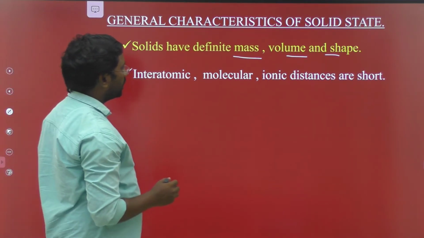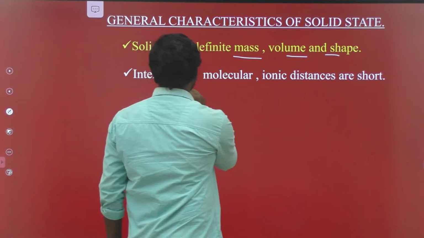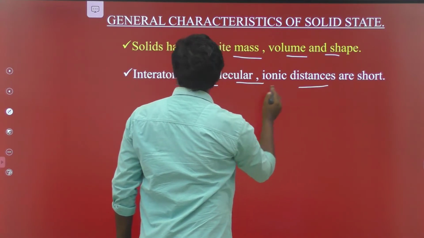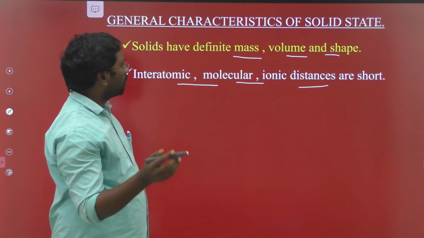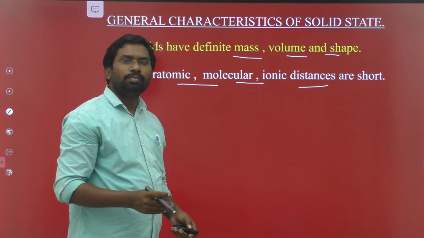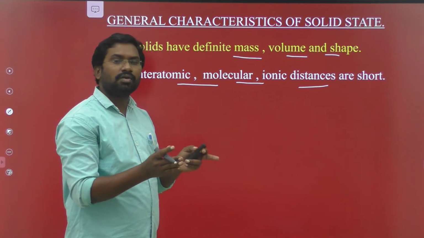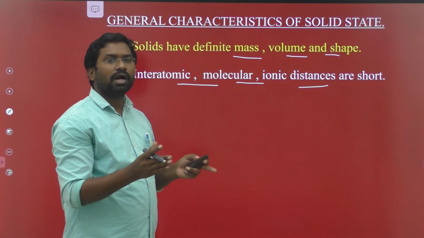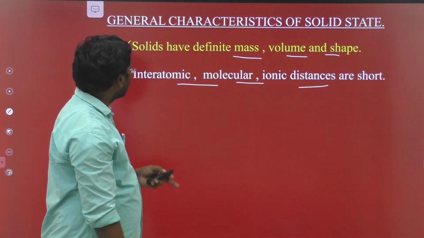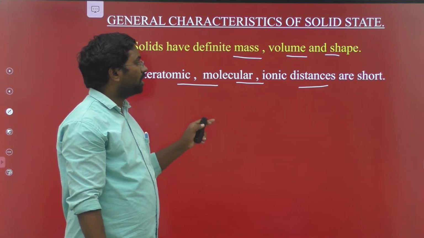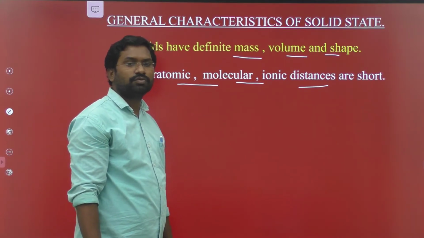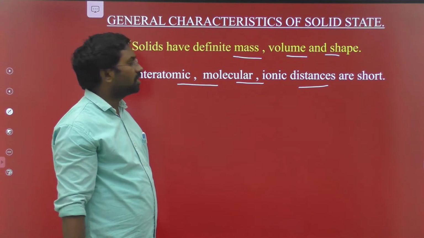Interatomic, molecular, ionic distances are short. In case of solids, these two are important. Interatomic or molecular or ionic distances are short because in solids, the particles are very closely packed, in a tight manner. That's why the interatomic distance, the molecular distance, the ionic distance are very short in solids compared with liquids and gases.